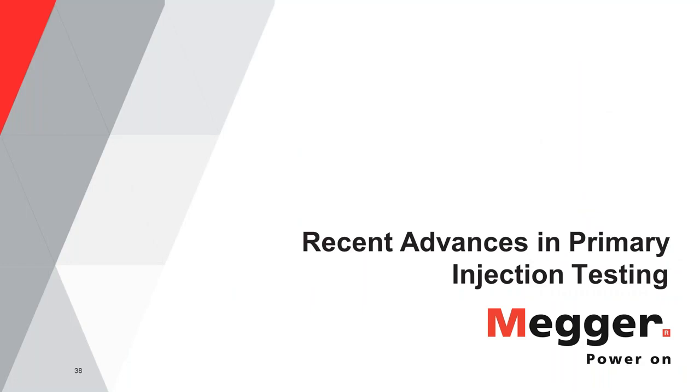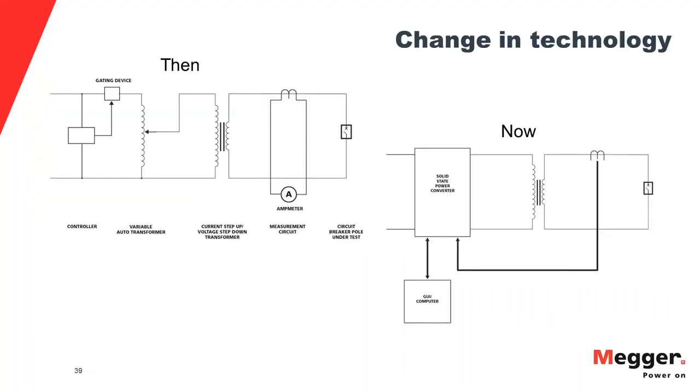Now let's talk about some of the recent advances in technology and how it has affected primary injection testing. As far as the technology goes, the traditional technology, which has been around for a long time, is the one shown on the left. You can see that there is a gating device to control the firing angle of the voltage, and then there is a variac that feeds into a step-down transformer. You have a CT connected on the output, which gives you the current being put out by the test set. On the right, you have the newer technology, which makes use of solid-state technology, and then there is a feedback loop between the CT on the output and the brain of the instrument.